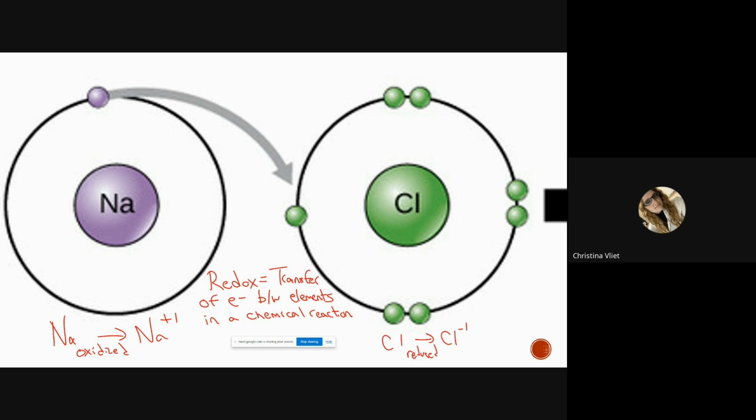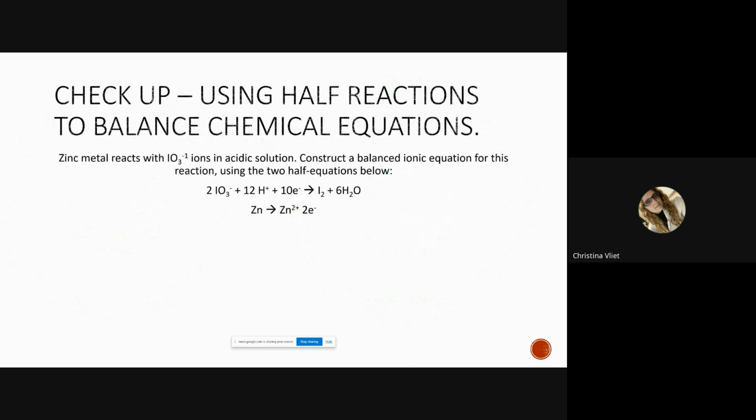So I wanted to show this to you, and this is actually one of the types of labs that I'm going to give you next week on a titration. Instead of an acid-base titration, there's something called a redox titration. In an acid-base titration, we talk about transferring H+ from acid to base in an acid-base reaction. But in a redox reaction, we're actually transferring electrons in a redox titration. So let's take a look at this checkup. It's using half reactions to balance chemical equations.